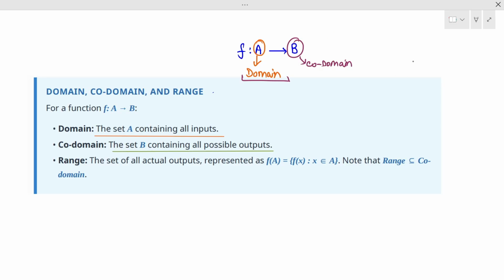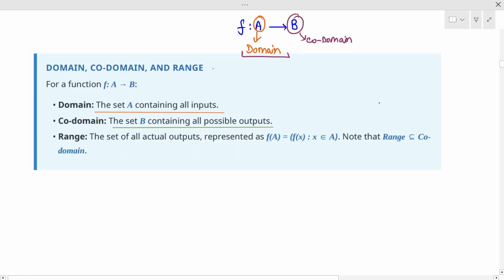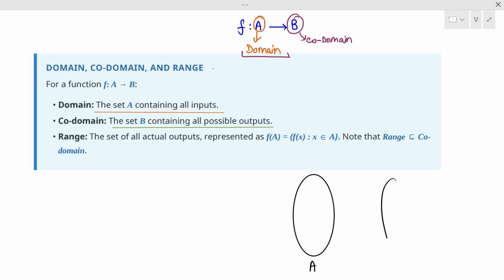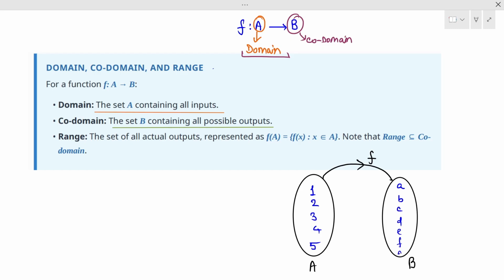Now suppose I have a function. Let us consider this. This is set A and this is set B, right? And we have defined a function F from A to B. Let's say it is 1, 2, 3, 4 and 5 and it is A, B, C, D, E, F and G. Let's say 1 maps to B, 2 maps to A, 3 maps to C, 4 maps to F, and 5 will map to G. So yes, this is a function first of all, right?